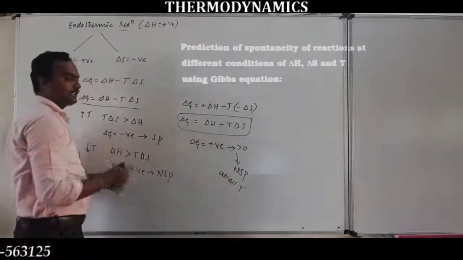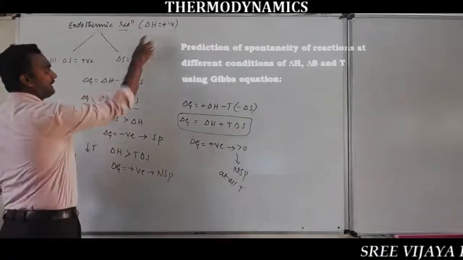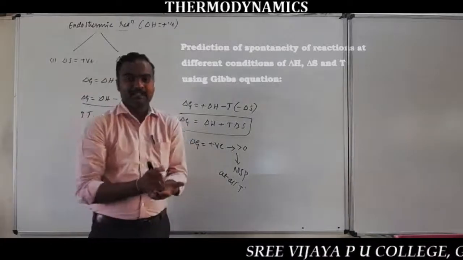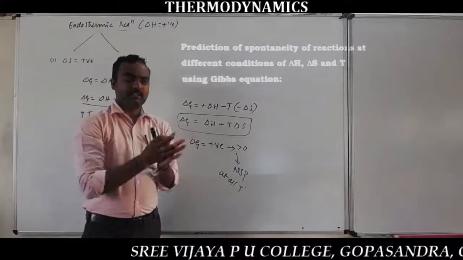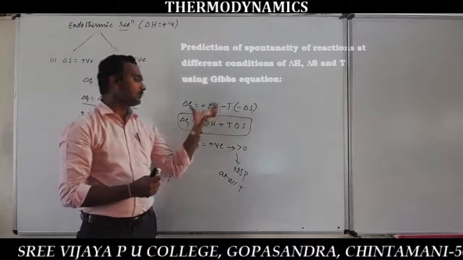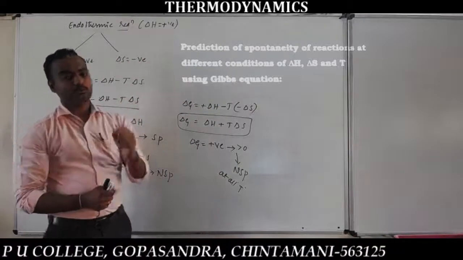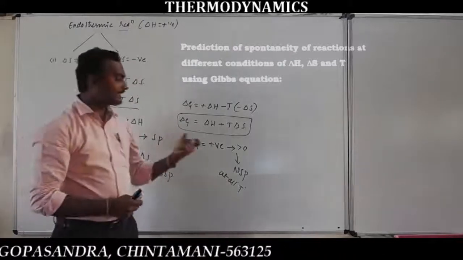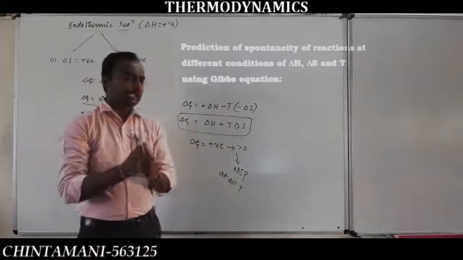So when conditions are asked, they give the sign or indication of delta H and delta S. In the process the entropy increases and the heat is liberated. So at what condition of temperature the reaction becomes spontaneous or non-spontaneous, they ask like that. Then you just substitute the sign, and in the Gibbs equation you get a sign for delta G. Based on the sign of delta G, you can predict spontaneity, non-spontaneity or equilibrium condition.